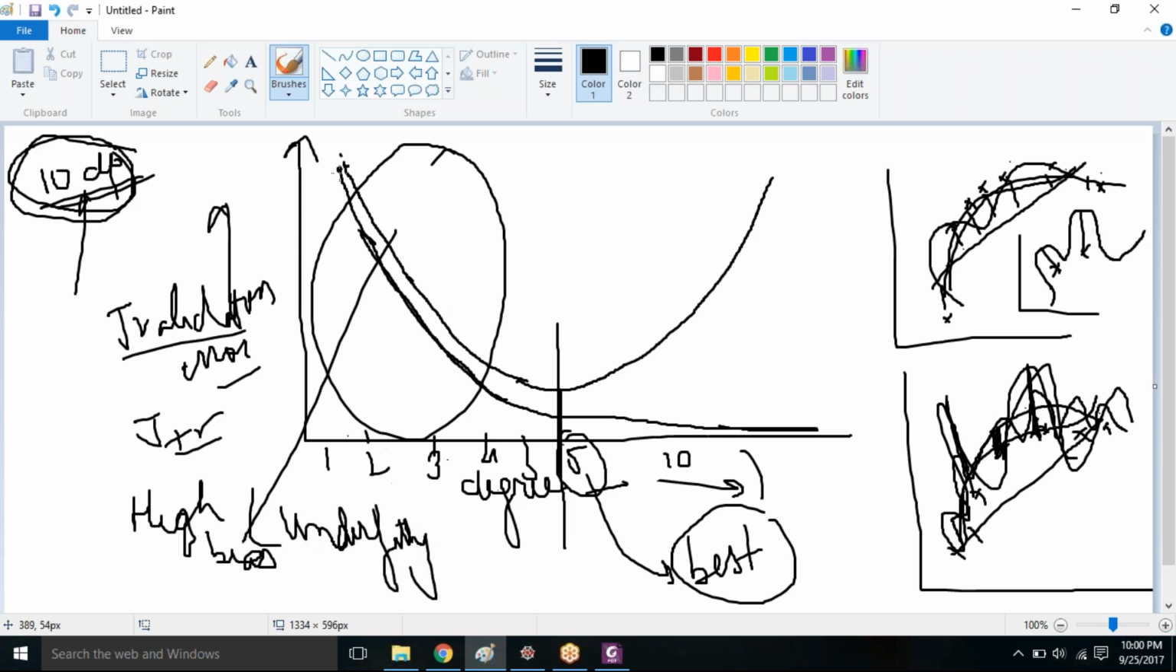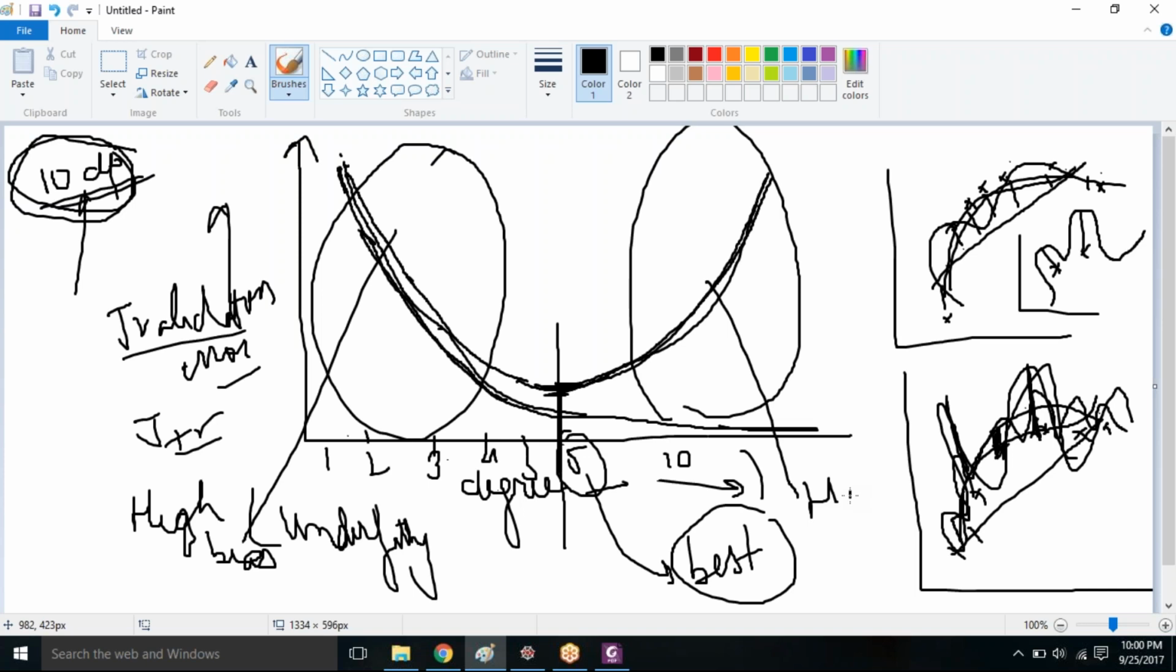The cost function is more here, although it is reducing, but it is more in this region. Now in this region, the error was least, and now in this region again the error has increased because of the fluctuations. So this region is called the high variance region.